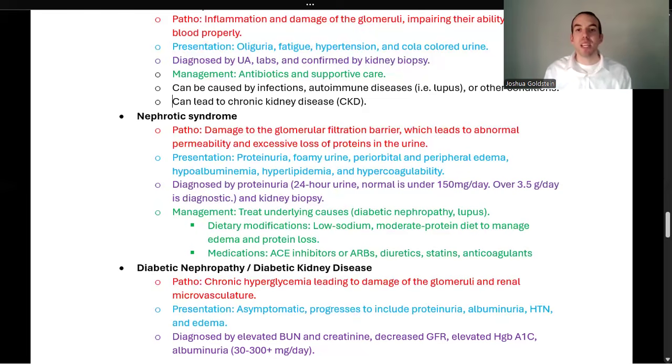We might give them diuretics. We might give them statins. We might give them anticoagulants. Again, you should be recognizing that the anticoagulants is because they have hypercoagulability. The statins is because they have hyperlipidemia. The diuretics is because they have edema, etc.